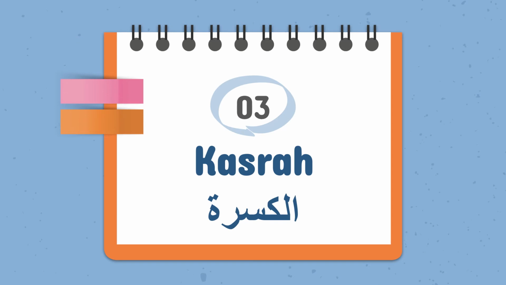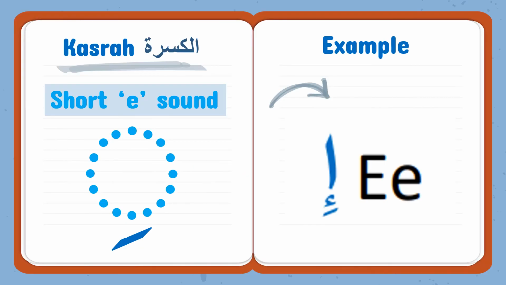Next, we move on to the third and final short vowel in Arabic, Kasrah. It looks like the same dash as Fath-ha, but it is written below the letter, representing an e sound right after the original sound of the letter. Now let's take an example. For example, if we take the letter alif, it will be pronounced as e. Let's take another example. Ha. The letter ha has the original sound h, and with Kasrah, it will be pronounced as he.